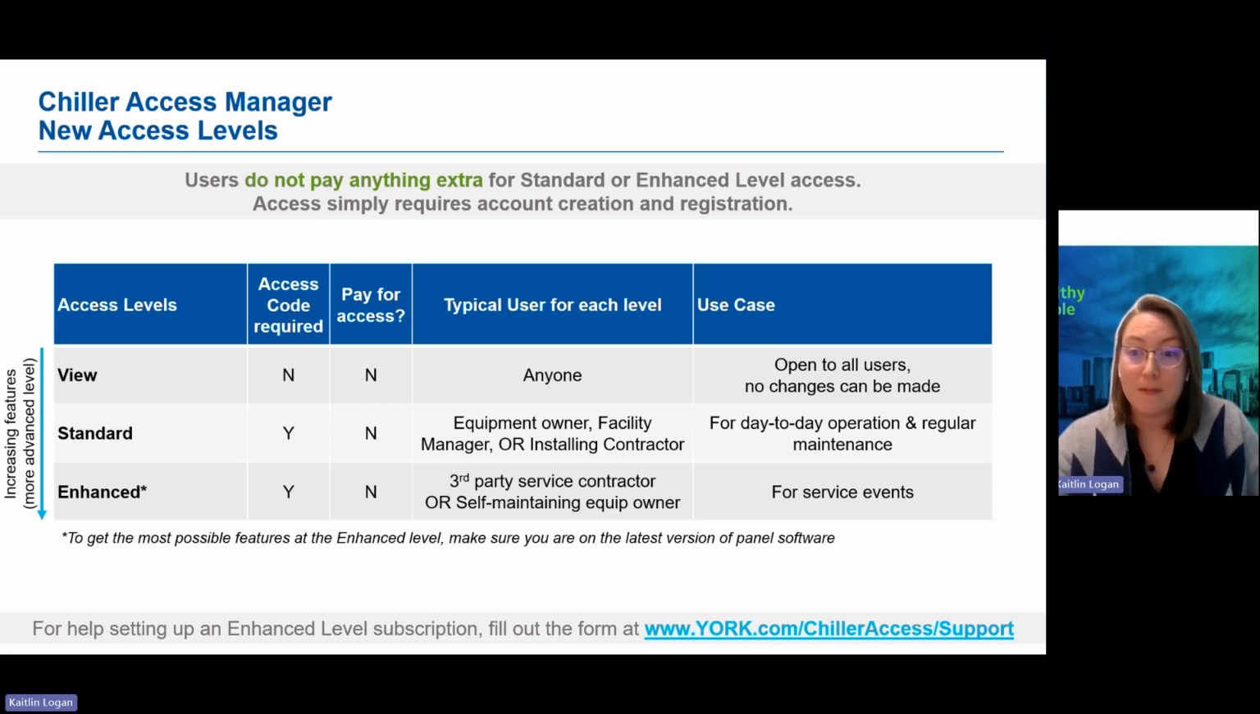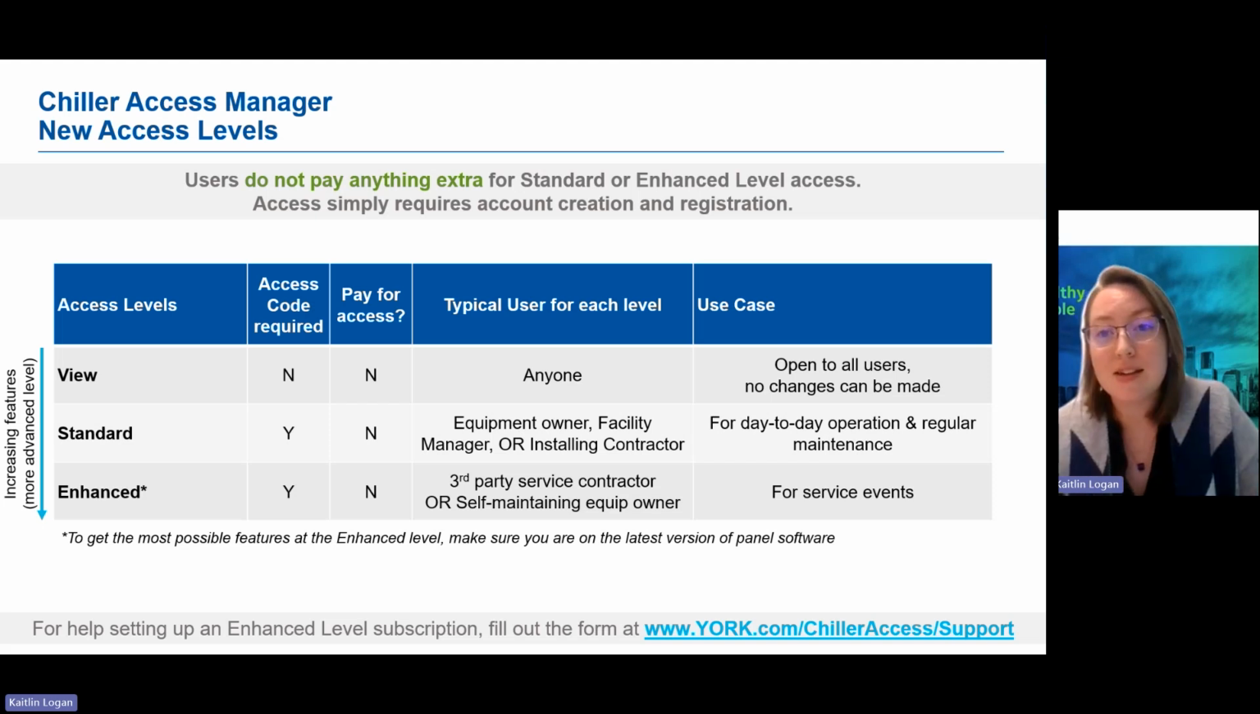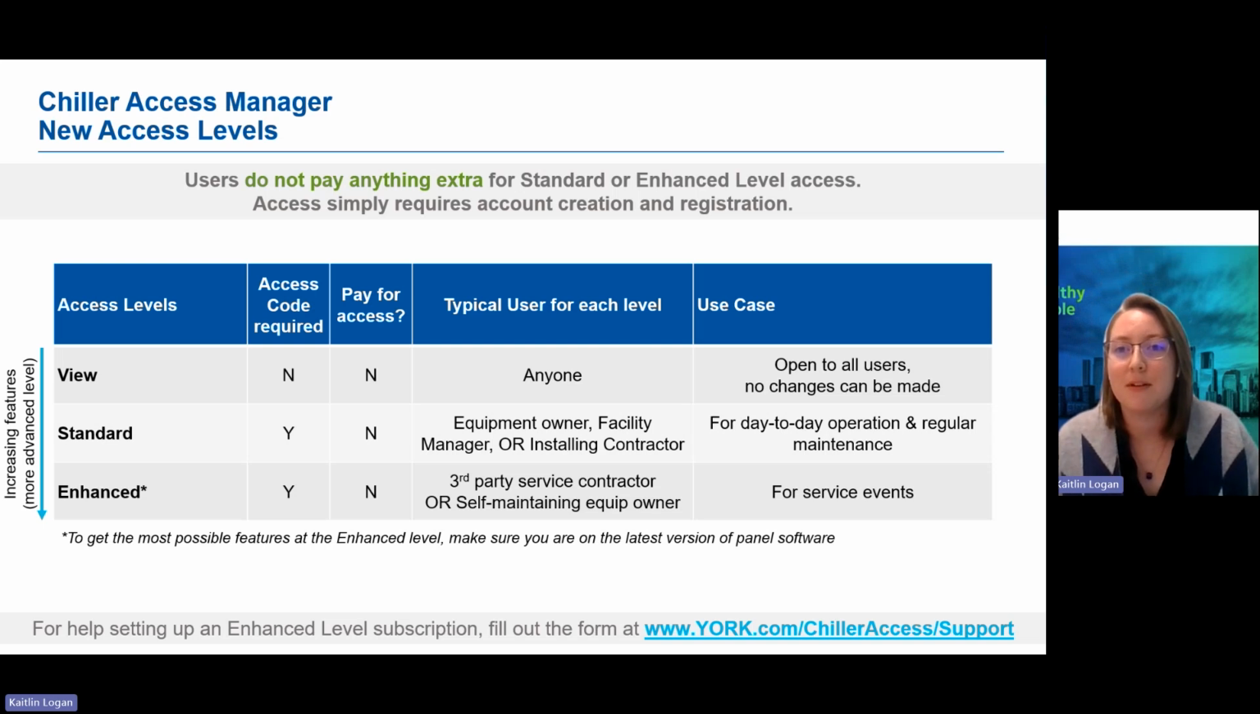There is still a view level on the equipment, and this has not changed. This allows users to be able to view what's happening on the chiller and quickly check how the machine is running without the need to generate an access code and log into the equipment. The machine can also be started and stopped for safety reasons, but other set point changes are not available at the view access level, and a user would need to log in.